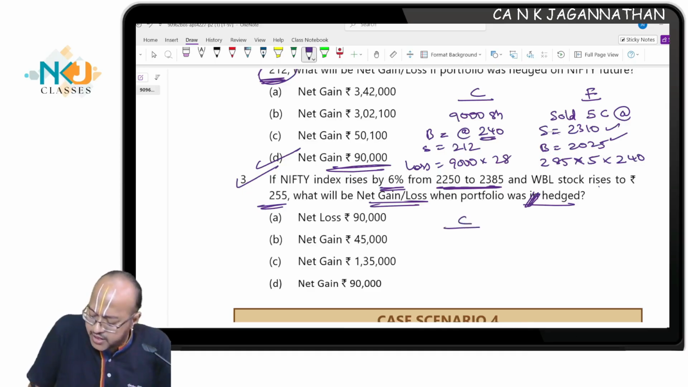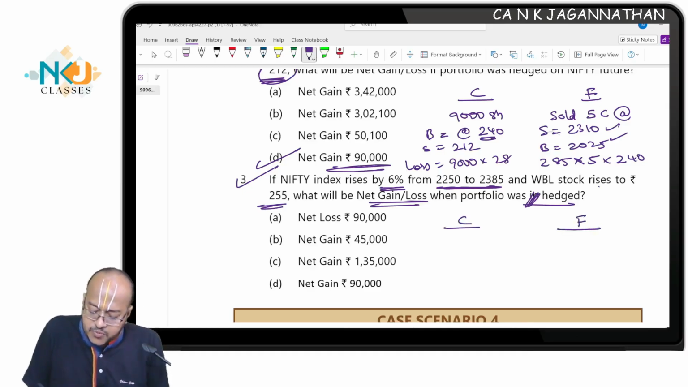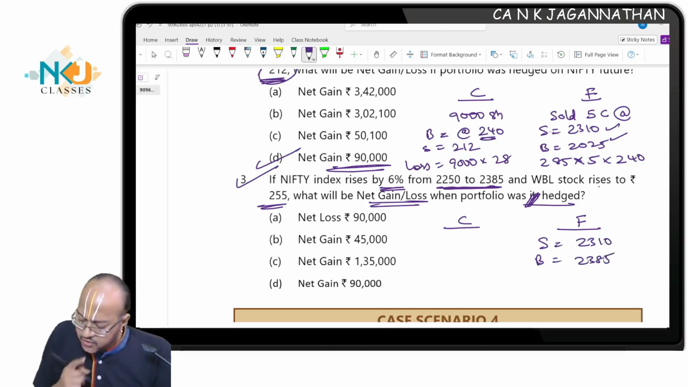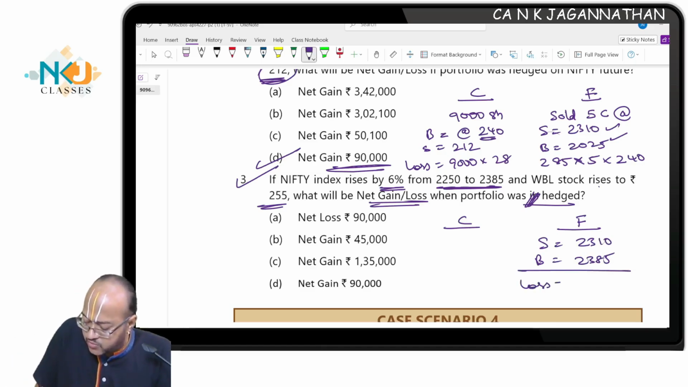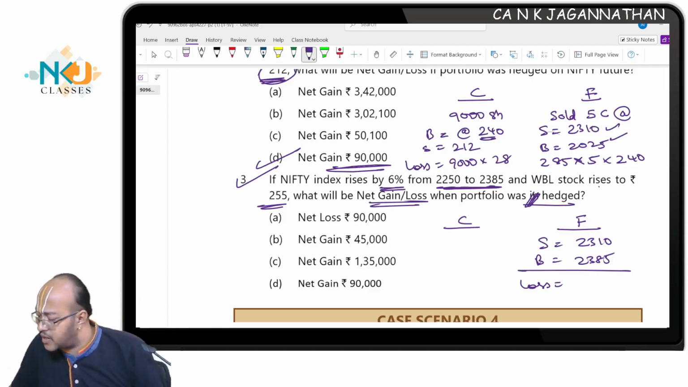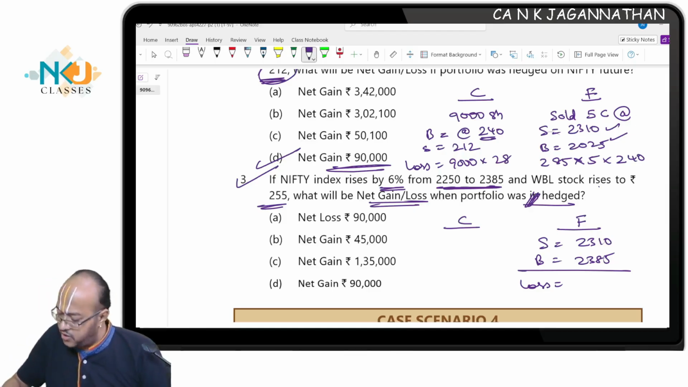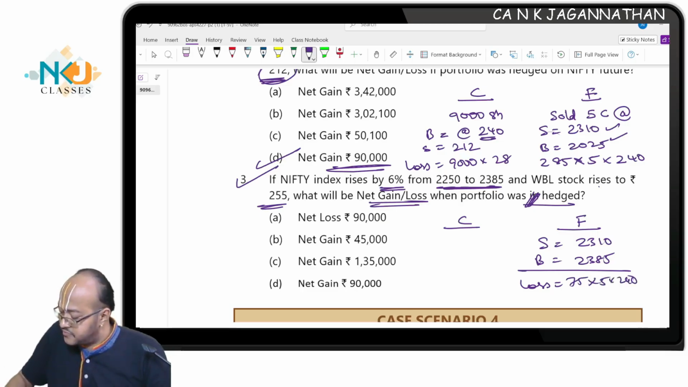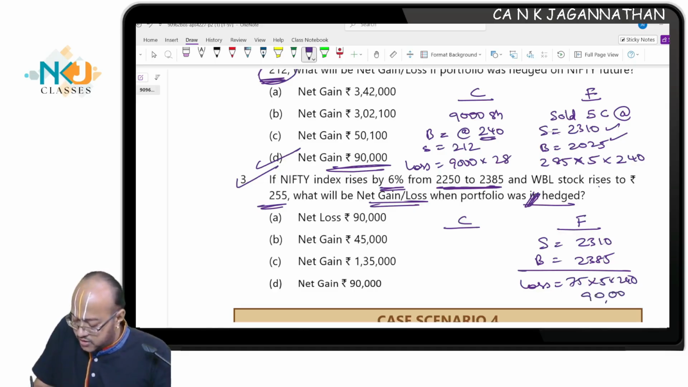See, very simple. You have the cash market and the futures market. In the cash market, it is 2250 to 2385, right? So 2385 is the index. In the futures market, you sold at what? 2310. You are buying at what? 2385, which means you sold at a lower rate and are buying at a higher rate. Here I will incur a loss. Loss how much? 2385 minus 2310, 75 is the loss. 75 into 5 contracts, into 240. How much is that? 90,000. This is the loss in the futures market.